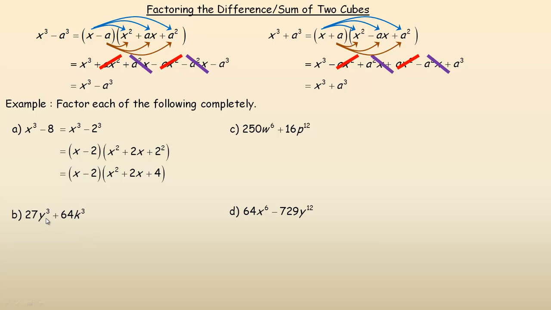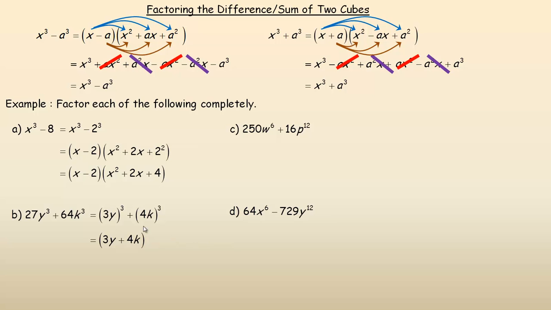In B, 27y cubed plus 64k cubed. So writing in this case, the sum of two cubes, 3 cubed is 27, and of course y cubed is y cubed. 4 cubed is 64, and if we cube the k, we get the k cubed. We got a tongue twister there. So the 3y plus 4k would be the binomial factor, 3y plus 4k.